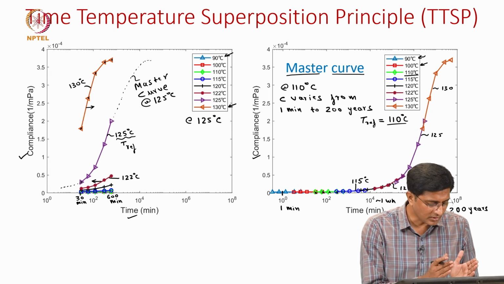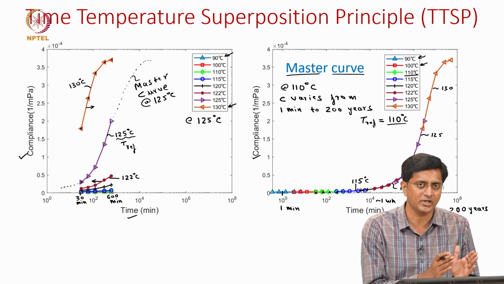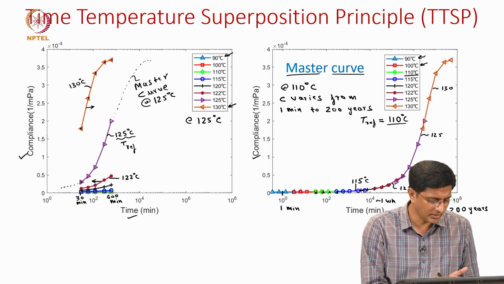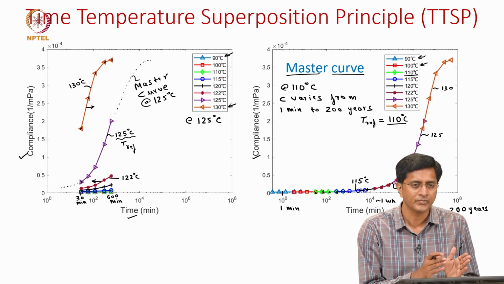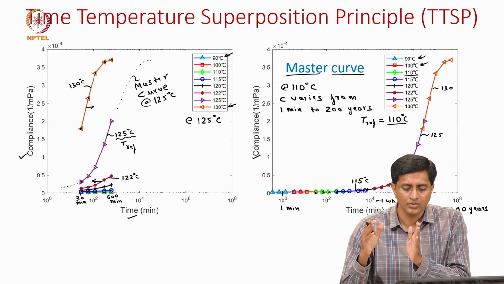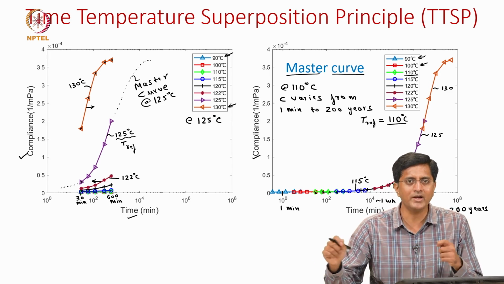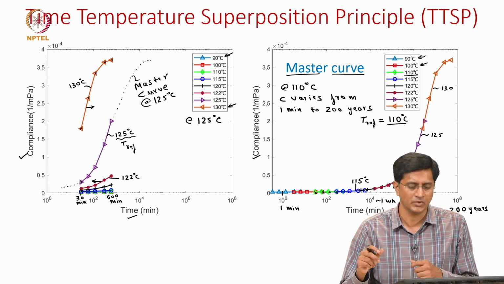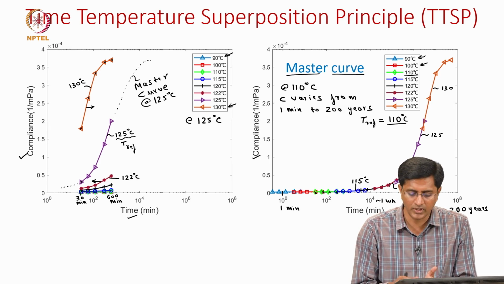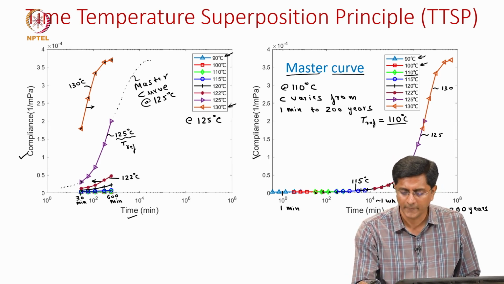We started with testing at different temperatures in a limited time, for example, between 30 minutes and 600 minutes, and using this data we are able to extrapolate or find how this polymer behaves across a wide range of time scales, starting from 1 minute to let us say 200 years. Okay.